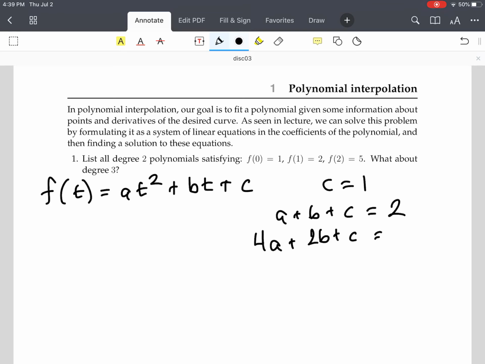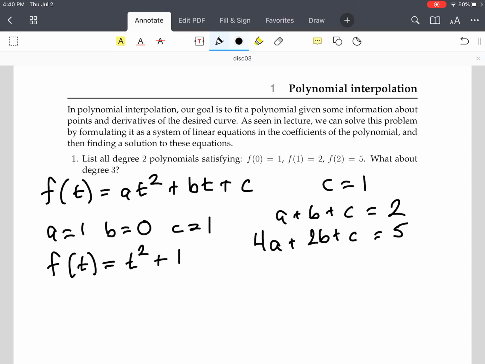Now we have 3 unknowns and 3 equations, so we can go ahead and solve. I'm not going to solve the system of equations right here, but what we end up getting is a is equal to 1, b is equal to 0, and c is equal to 1. So we can write f of t is equal to t squared plus 1. If you plug that in, I think you'll see that you get the right answer. So there we go, that's our degree 2 polynomial.